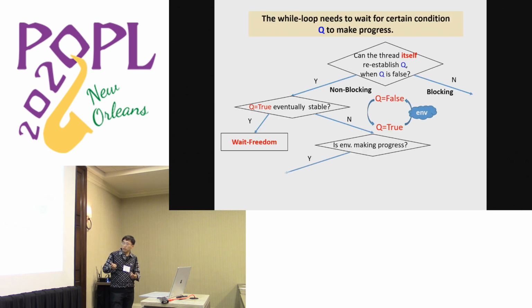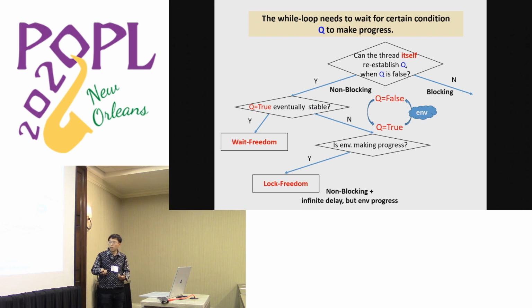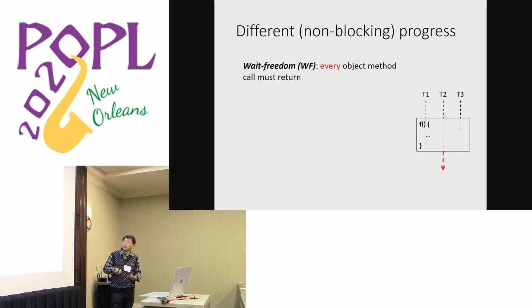So if the environment is making progress, then it's another category of algorithm which we call lock-freedom. It's non-blocking. It allows infinite delay, but the environment has to progress. If we compare with wait-freedom, lock-freedom says there always exists at least one method call that returns.